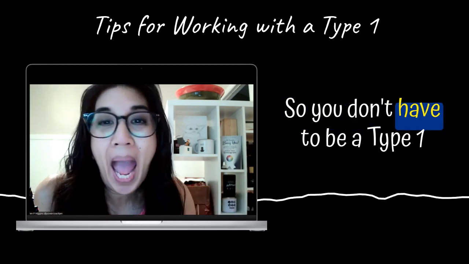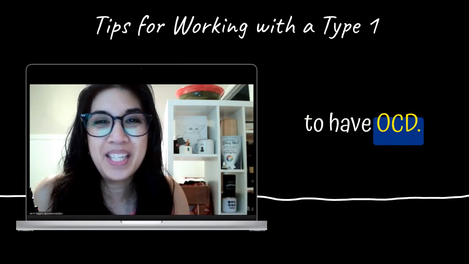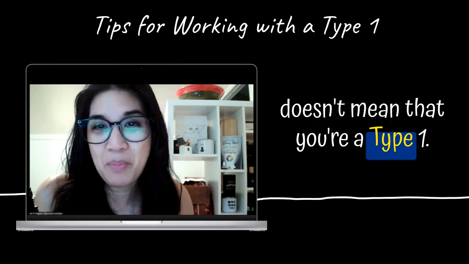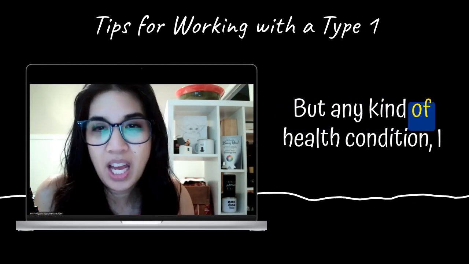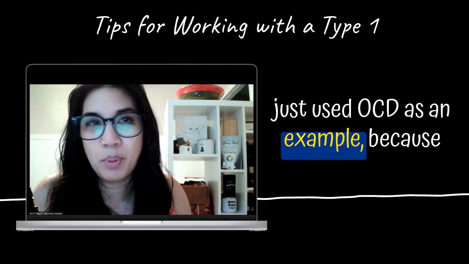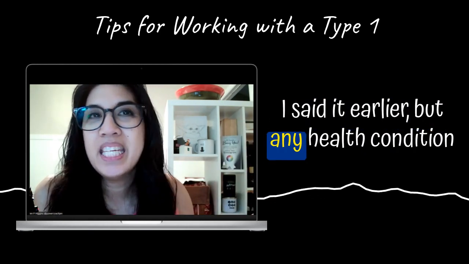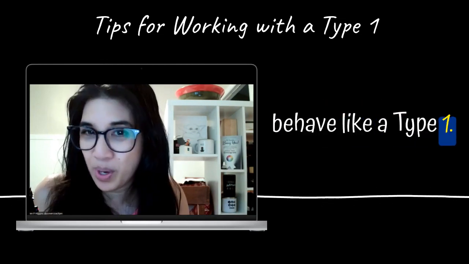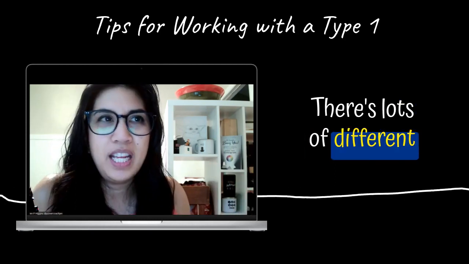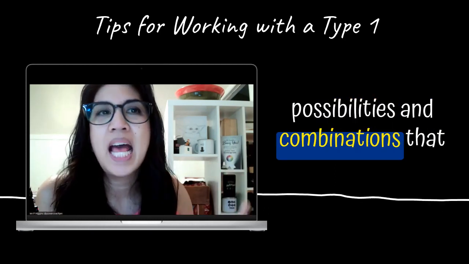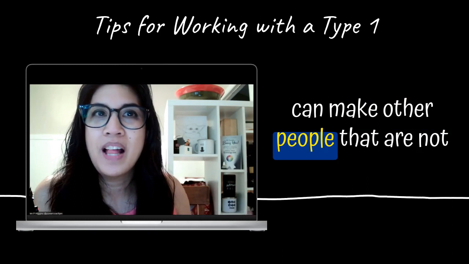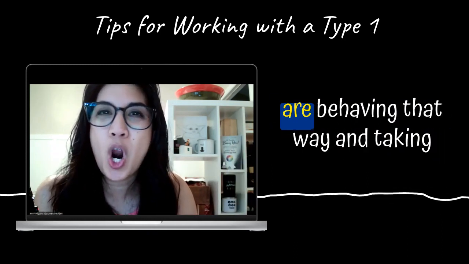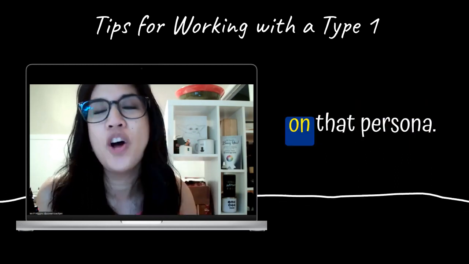So you don't have to be a type 1 to have OCD. And just because you have OCD, it doesn't mean that you're a type 1. But any kind of health condition, I just use OCD as an example because I said it earlier, but any health condition that might make you feel grumpy and behave like a type 1. There's lots of different possibilities and combinations that can make other people that are not type 1s be a pseudo type 1 because they are behaving that way and taking on that persona.